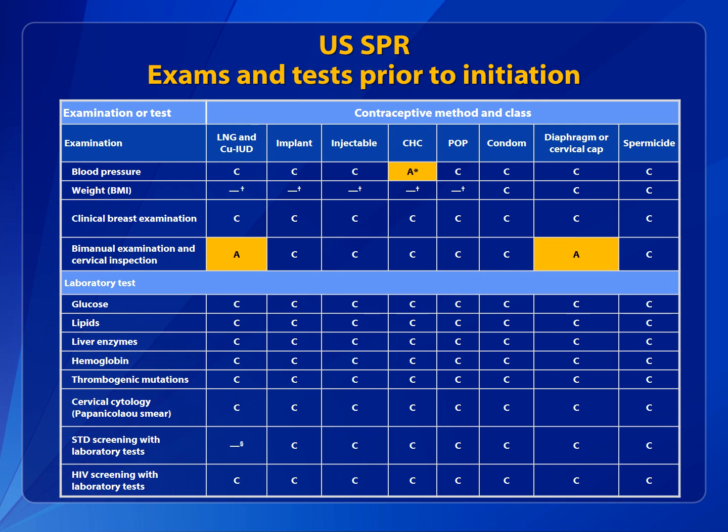Most other exams and tests are category C, meaning they do not contribute to safe and effective use of the contraceptive method. Weight or body mass index measurement is not needed to determine medical eligibility for any method of contraception because all methods can be used or generally can be used among obese women. However, measuring weight and calculating BMI at baseline might be helpful for monitoring any changes and counseling women who might be concerned about weight change perceived to be associated with their contraceptive method.